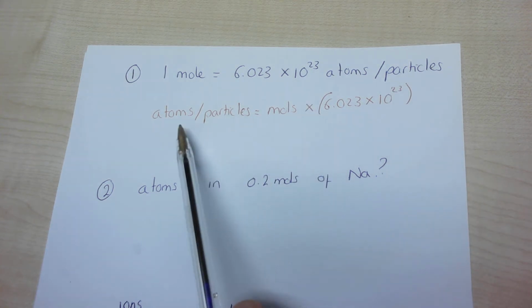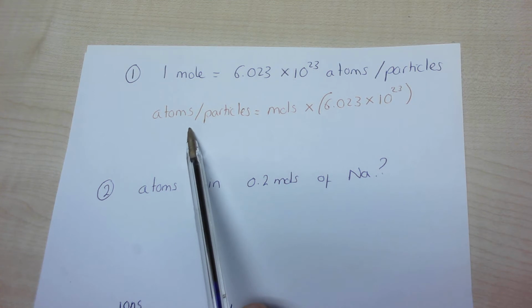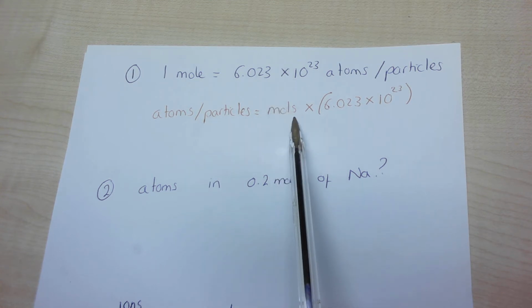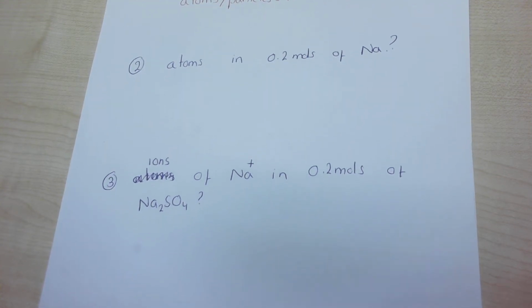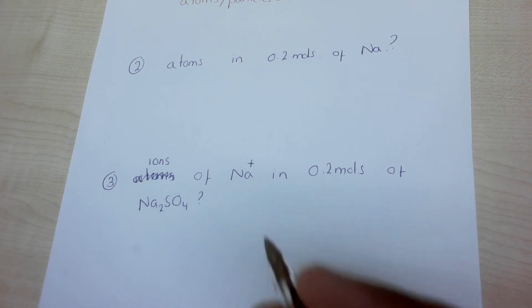If you wanted to rearrange that to get the number of atoms or the particles which something has, you take the moles of that substance, multiply it by the Avogadro's constant. Let me give you two examples. First example says, calculate the atoms in 0.2 moles of sodium.